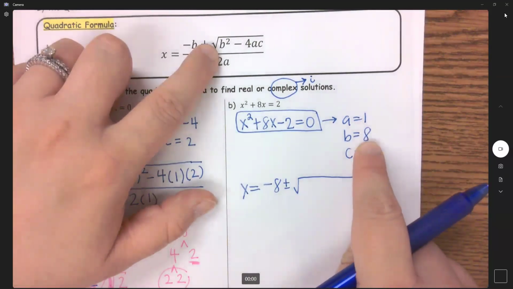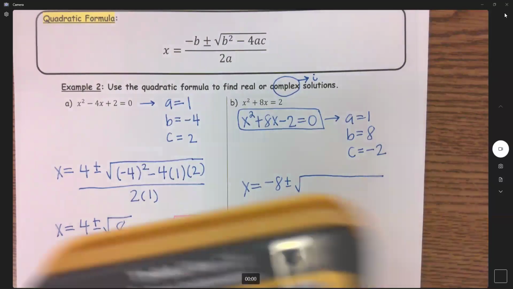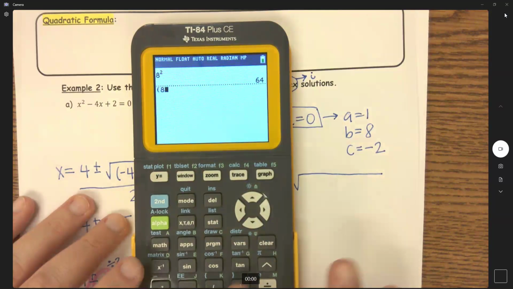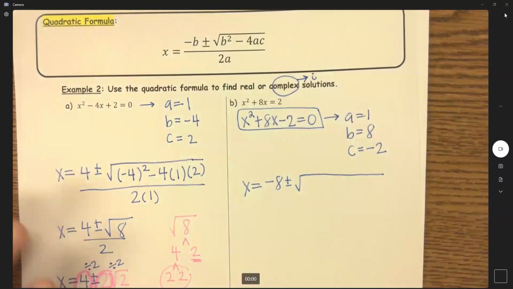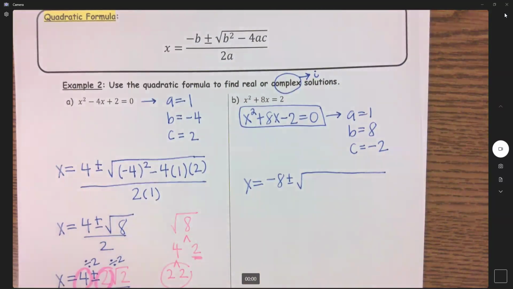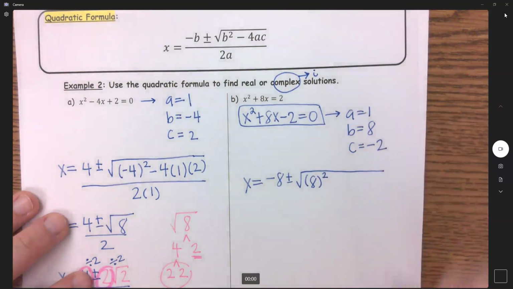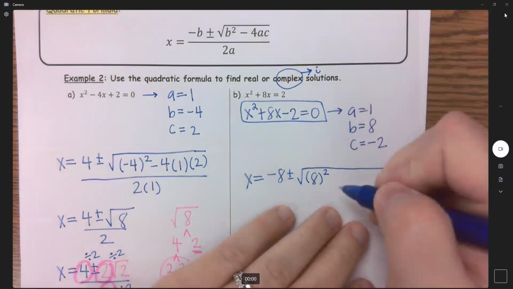Now, when your b is positive, it really doesn't matter if you put this in parentheses. 8 squared is 64. 8 in parentheses squared is also 64. Does not matter whatsoever. It matters 100% when b is negative. But just for good practice, let's just always put it in parentheses, and then we don't really have to remember when do we do it and when do we not do it. Let's just do it every time.